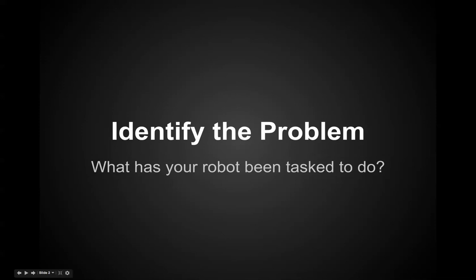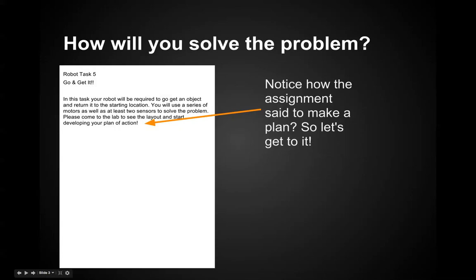The first thing to do is to identify the problem. What has your robot been tasked to do? As an assignment, you have been given the task for your robot. Once you read through the task, you need to analyze it and determine exactly what this task will entail in order that you can best develop, design, and eventually implement a program for your robot.